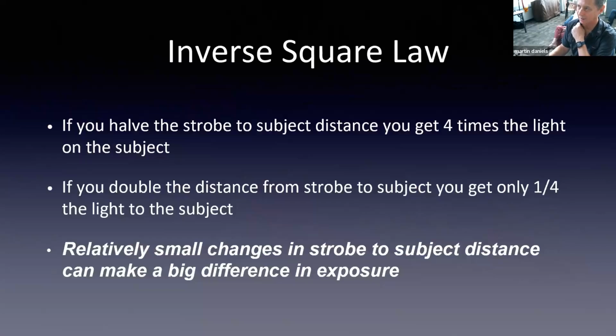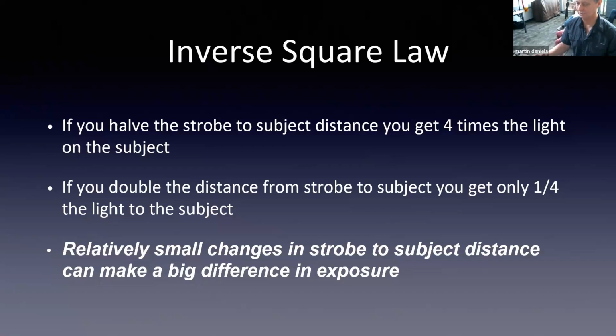So with the strobe and your subject distance, there's something called the inverse square law. If you cut the distance between your subject and your strobe in half, you'll get 4 times the amount of light on that subject. Okay, not double, 4 times. If you double the distance, so you go from shooting a subject at 1 foot to 2 feet, you're only going to get 1/4 the amount of light on that subject with everything else being set the same.